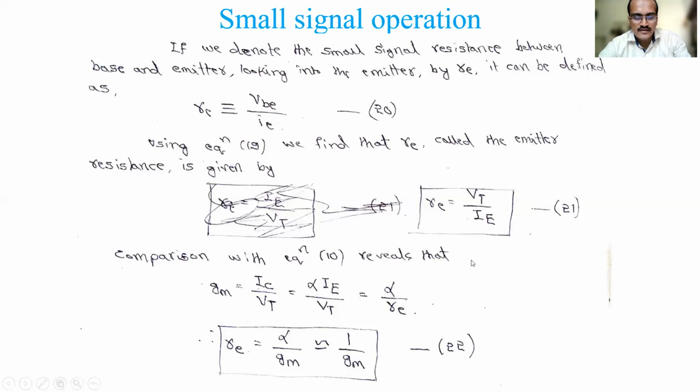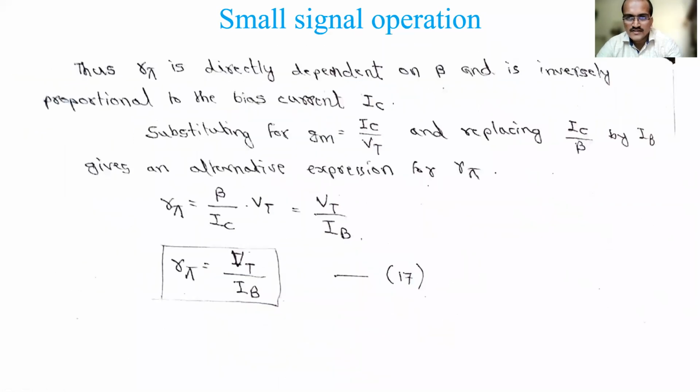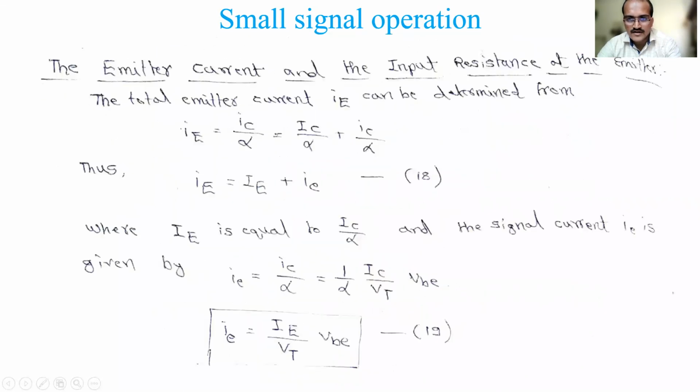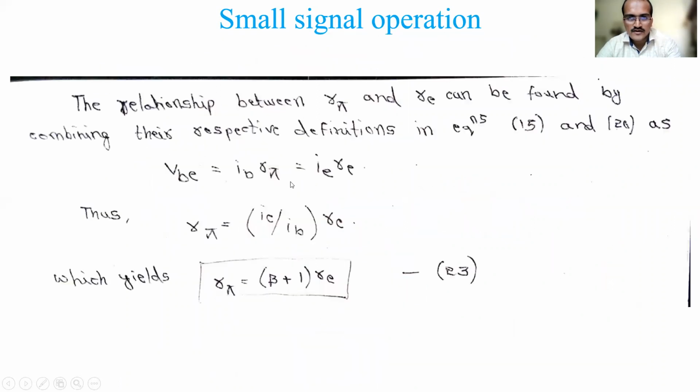Everything will be summarized for you. So this is the relation between the base current resistance and the emitter current resistance. We know that VB is equal to IB r_pi, which is equal to IE RE, from relations 15 and 20. With 15, r_pi is equal to VB by IB, so VB is IB into r_pi. From equation 20, RE is VB by IE, so VB is RE into IE. I have written both together here. From that, r_pi is equal to IE by IB into RE.